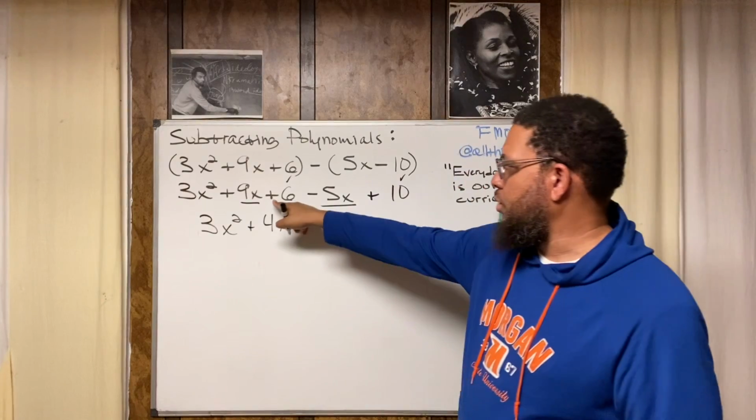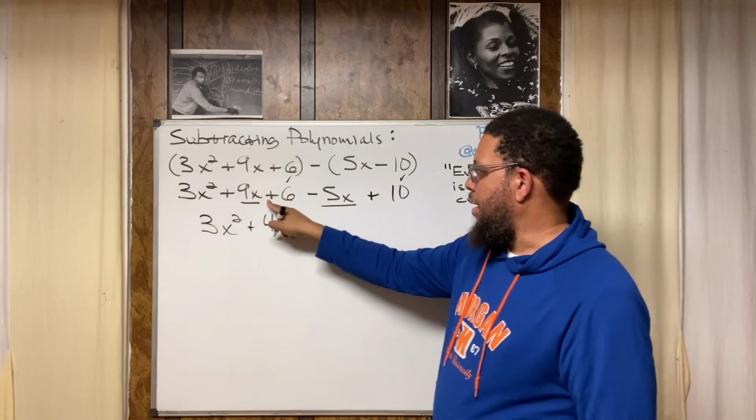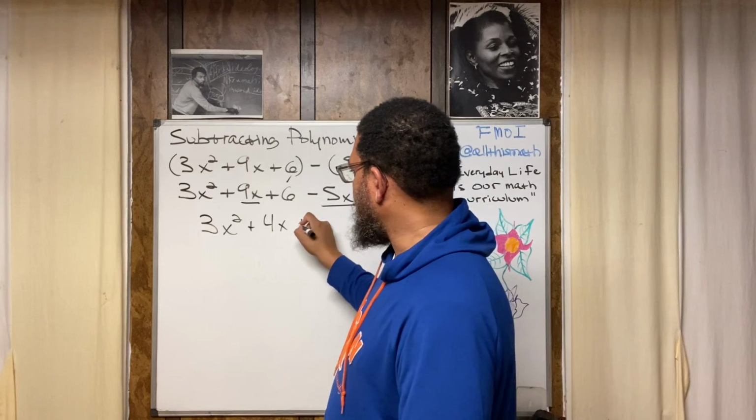Then you combine the constants. You got positive 6, positive 10. That's going to be plus 16.